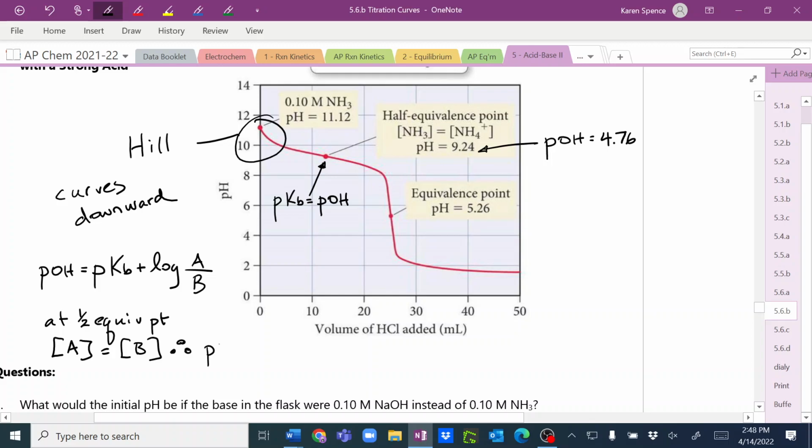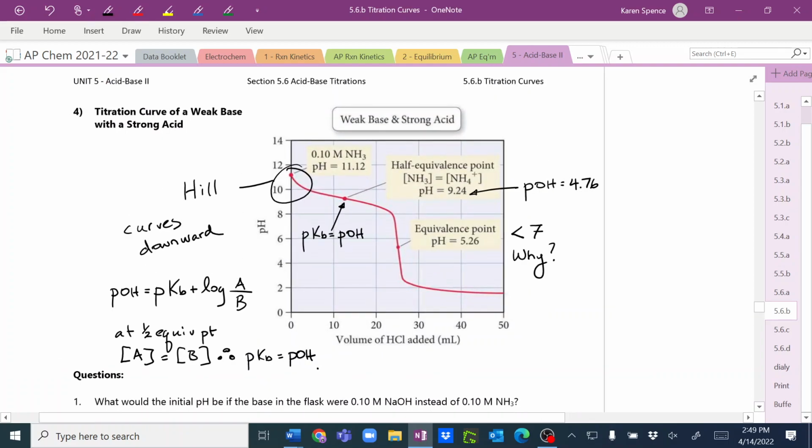And therefore, pKb is equal to the pOH. Now, what do we notice about our equivalence point? It's below 7. The equivalence point is less than 7. Why? Here we are titrating NH3 with HCl.